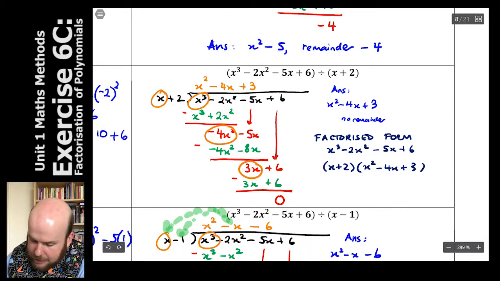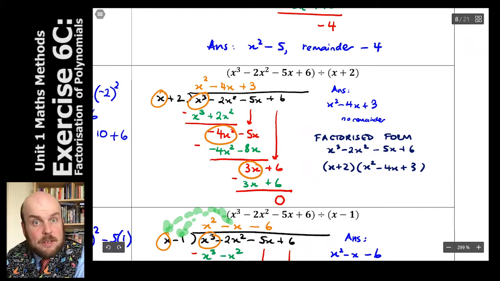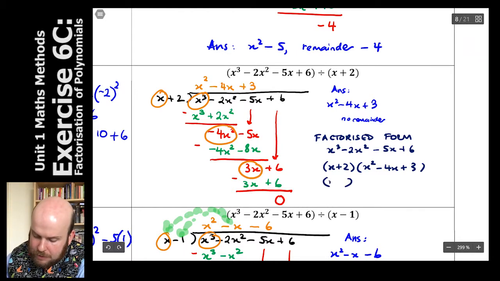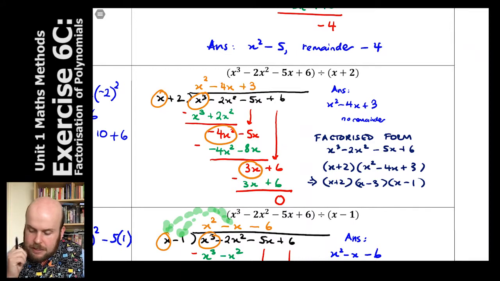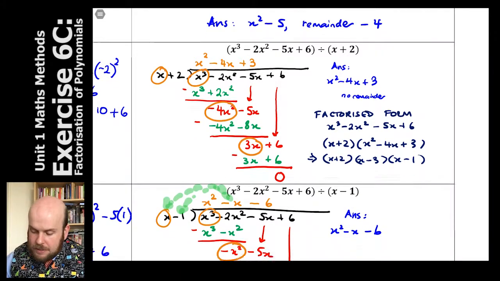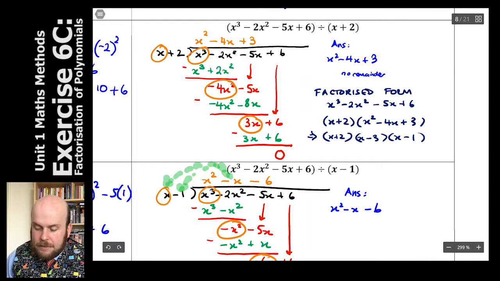Well, yes, we can. Because what are two numbers that multiply together to get positive 3, add together to get negative 4? Well, that's going to be x minus 3, x minus 1. So there we go. Fantastic. So we can now use this knowledge to factorize. So how did I get the factorized form? I took the thing that we divided by. I took the answer up there, that little orange answer up here. And then I put them in two brackets, and then I went to see if I could break up the answer into two other brackets.